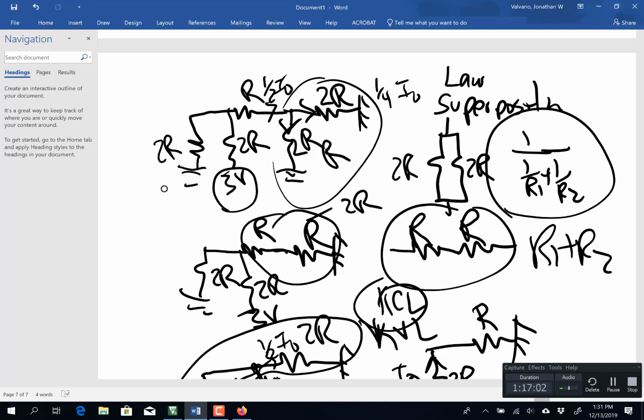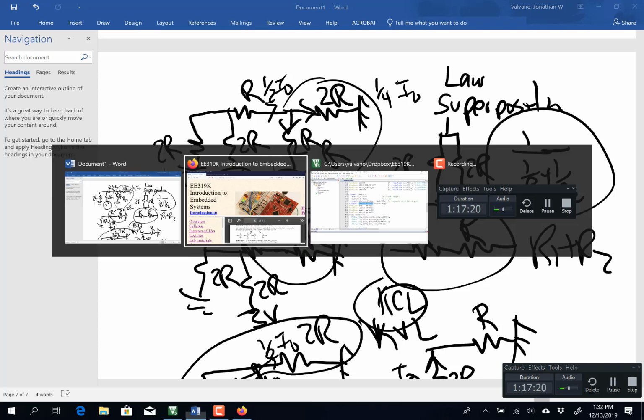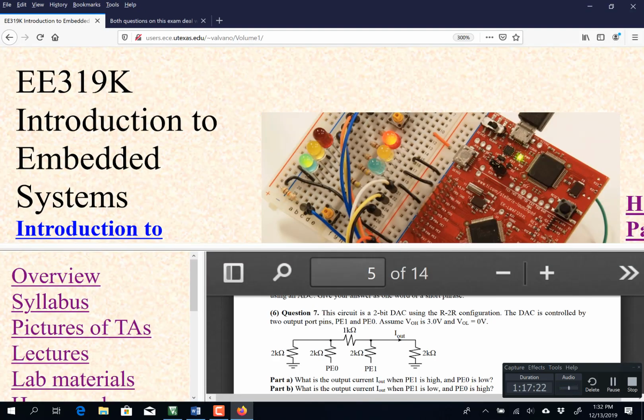Yeah, and this is called an R2R ladder. Some of you have built 8-bit R2R ladders. It's a very popular way to make a DAC. Question: do we need to know how to construct an R2R ladder? No. This is what you need to know: you need to know how to analyze one. That you need to know.